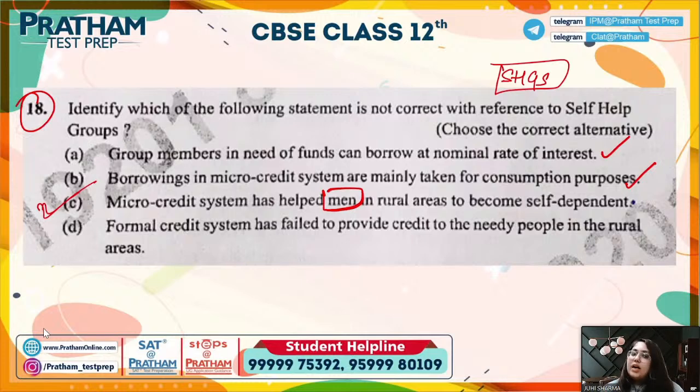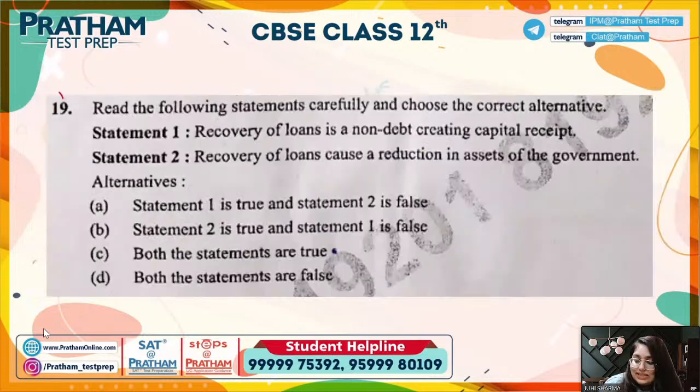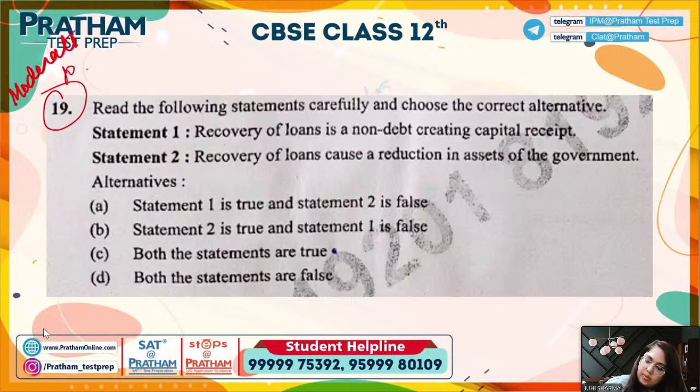Rest all are correct. Now moving on to question number 19, which is you need to read the statements. Two statements are given. I would say that this question is on moderate to difficult side. Okay, but again, I would repeat this, you had the option of skipping this question if required. So let's see what are the statements. The statement is recovery of loan is a non-debt creating capital receipt. Now this is true that loan recovery जो है it is a non-debt creating capital receipt में आता है.